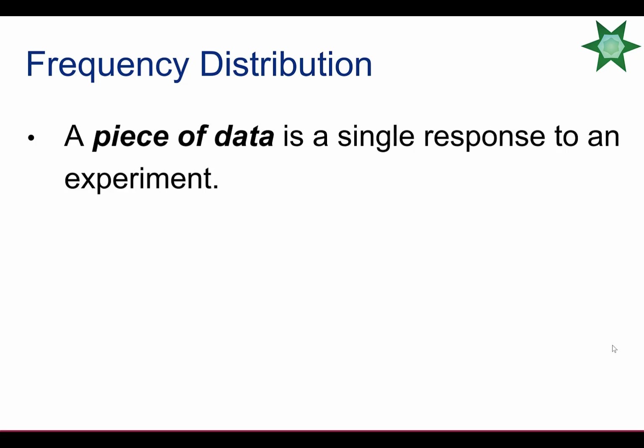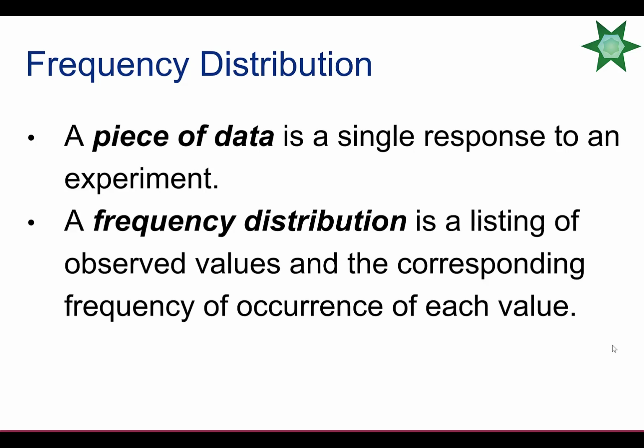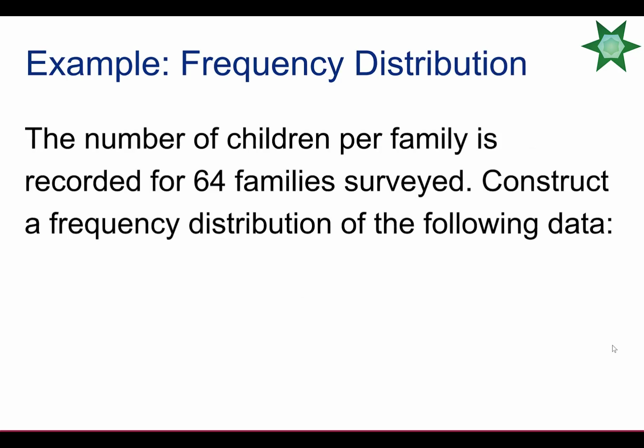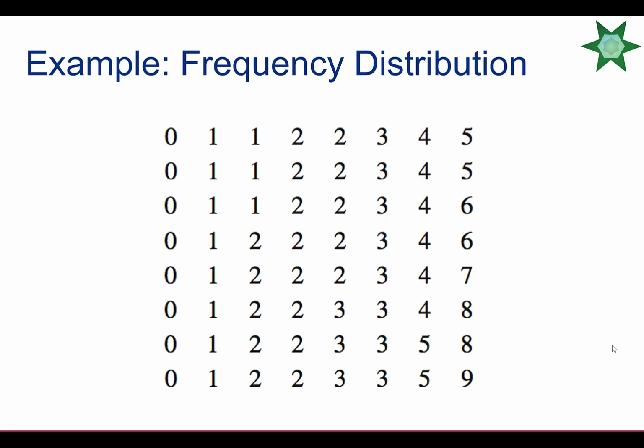So let's talk about frequency distribution. A piece of data is a single response to an experiment. A frequency distribution is a listing of the observed values and the corresponding frequency of occurrence of each of the values. Here's an example. The number of children per family is recorded for 64 families who were surveyed. Construct a frequency distribution of the following data.